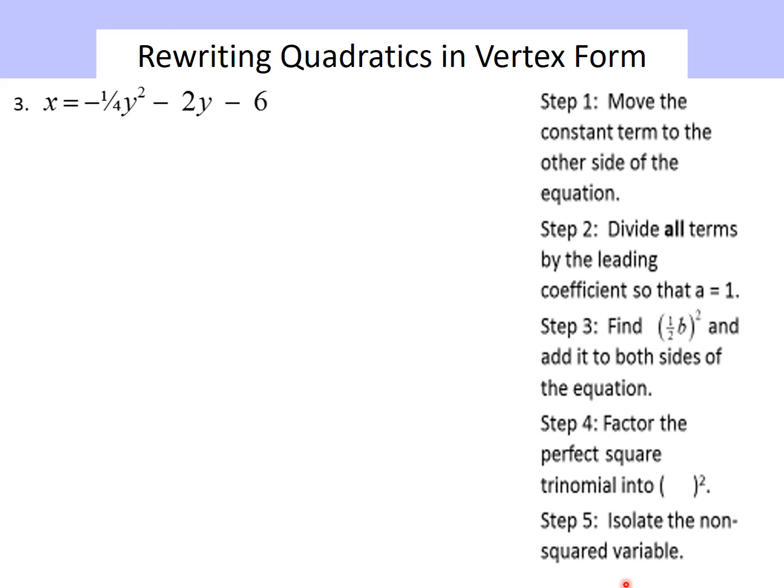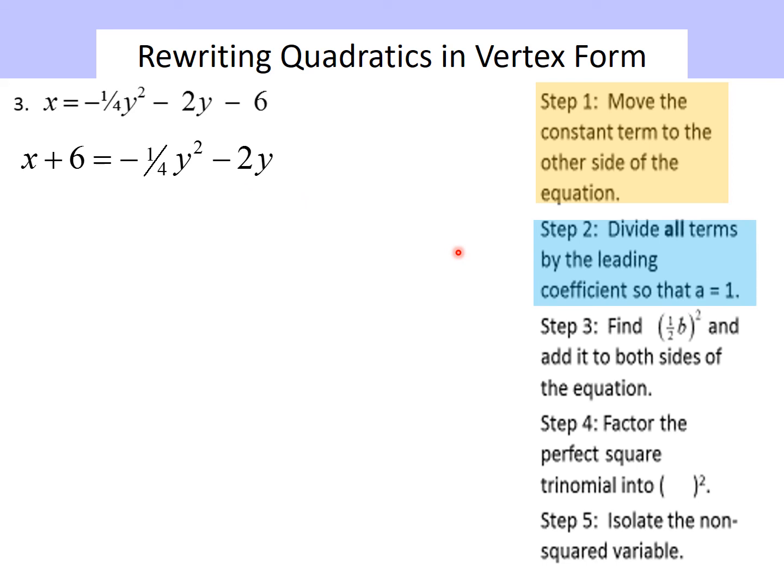Alrighty, rewriting quadratics in vertex form. When we have a leading coefficient that's a fraction, notice how we continue to go through the same steps. We are going to move that constant term to the other side. So we're going to take this negative 6, add 6 to both sides, and we get x plus 6 is equal to negative 1/4 y squared minus 2y. I need my leading coefficient here to be 1. So I'm going to multiply everything through by negative 4.